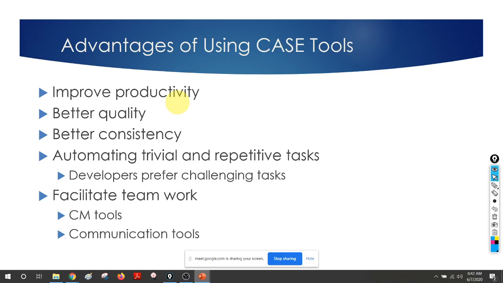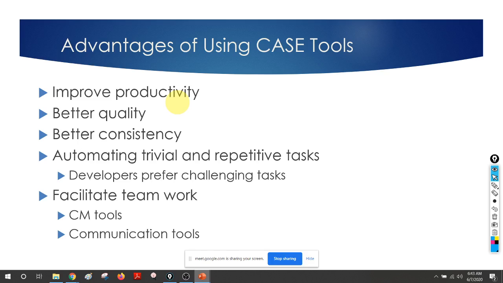Then better quality. When you are using a tool, it's going to improve your quality also. Rather than using Notepad, if you are using your IDE, it's always going to help you indent and format your code, because it's just Control A, Control F: select all, format. So you are always going to keep your code nicely formatted. Likewise, things are going to be really consistent because everyone is using the same tool.